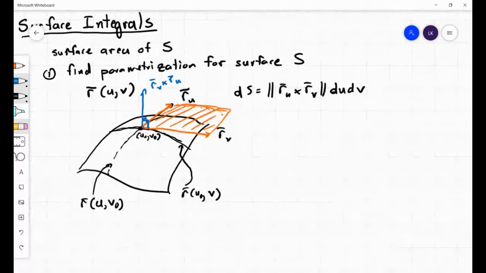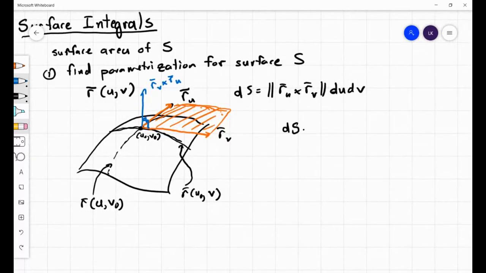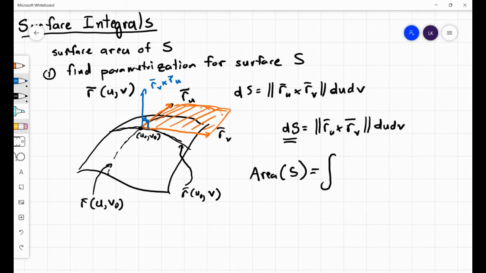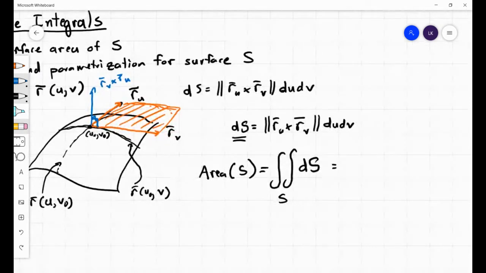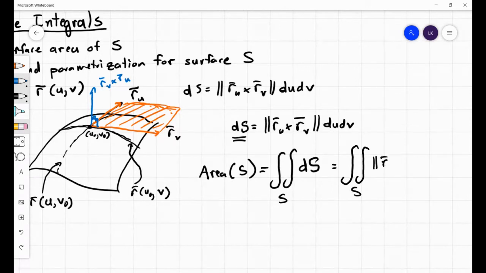So this is going to be a fundamental formula. The differential surface area element, if you have a parametrization for that surface, is you differentiate the parametrization with respect to u and v, take the cross product, and the magnitude times du dv gives you the differential area element. Therefore, the area of that surface is the double integral over that surface of dS, which, once you have the parametrization, is just the magnitude of that cross product.